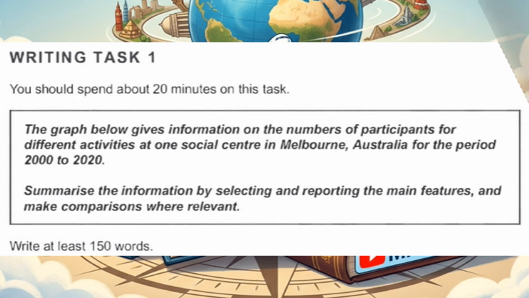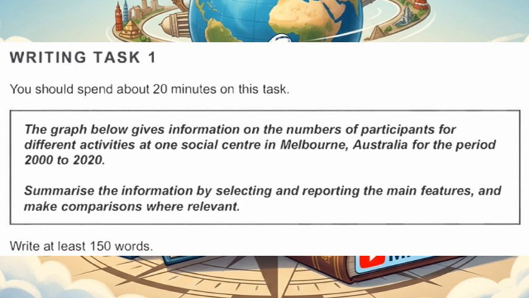Writing Task 1, today's question. The graph below gives information on the numbers of participants for different activities at one social center in Melbourne, Australia, for the period 2000 to 2020. Summarize the information by selecting and reporting the main features, and make comparisons where relevant. Write at least 150 words.